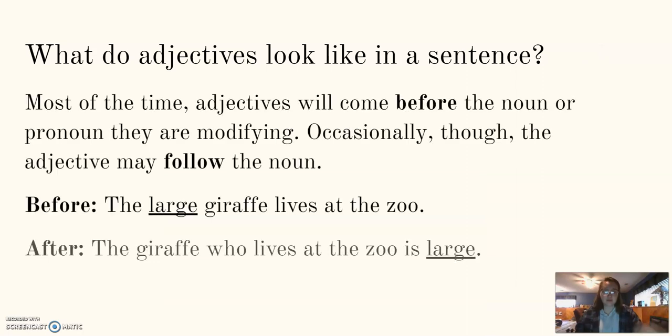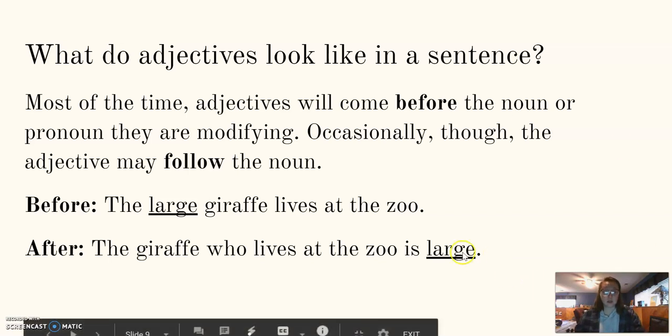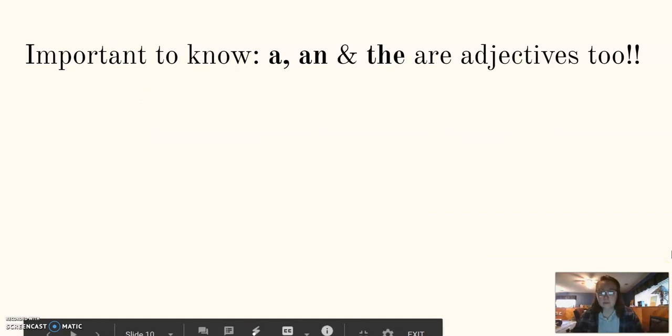So we could also have adjectives coming before or after the noun. It doesn't sound as natural when they come after, but you might see it, so it's important to know. The large giraffe lives at the zoo. Large modifying giraffe. The giraffe who lives at the zoo is large. Large all the way over here, still modifying giraffe, right? We're still describing the giraffe, just with different words.